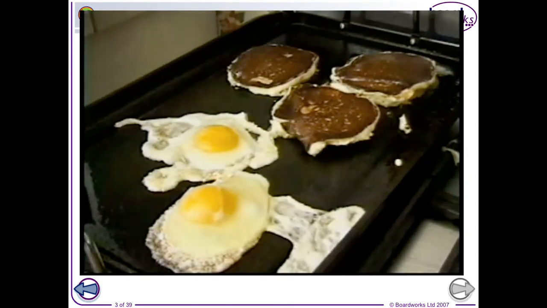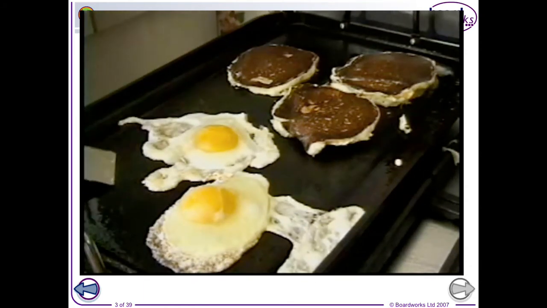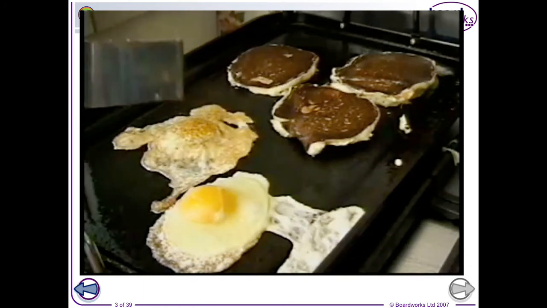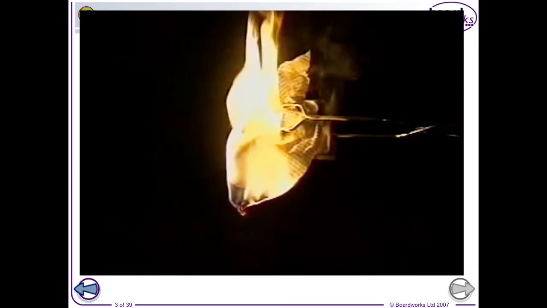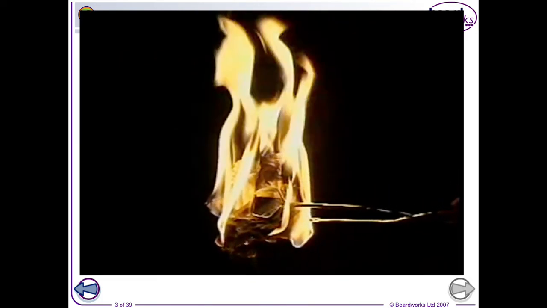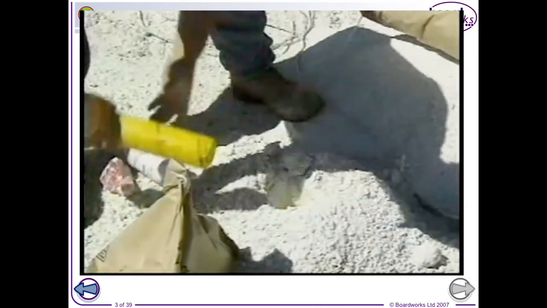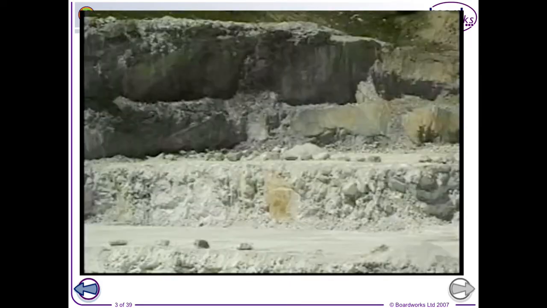Chemical reactions involve energy being given off or being absorbed. While energy is neither created or destroyed, it does change form or position. An exothermic reaction releases energy. Heat is given off in an exothermic reaction, as in this burning piece of paper. The chemicals used to create explosions in this marble quarry also produce chemical reactions.